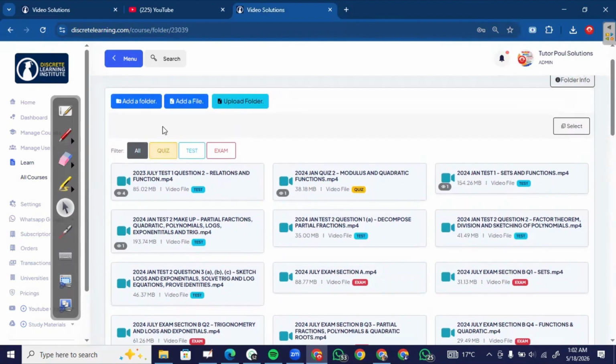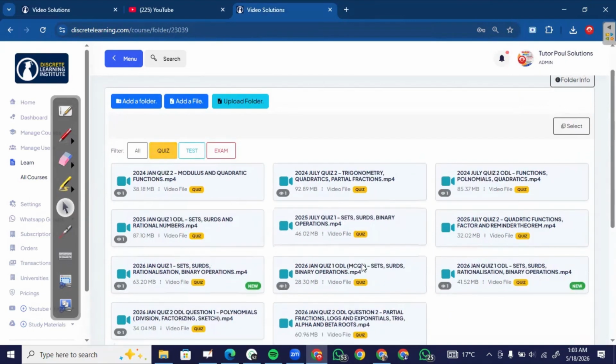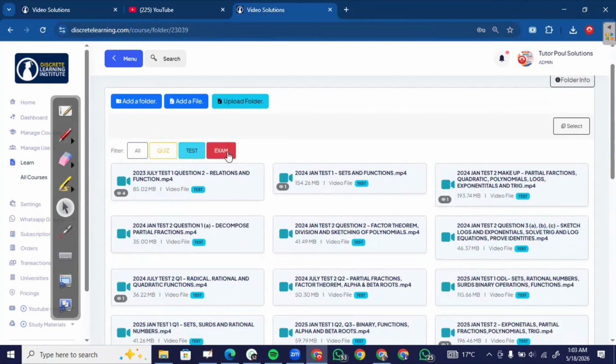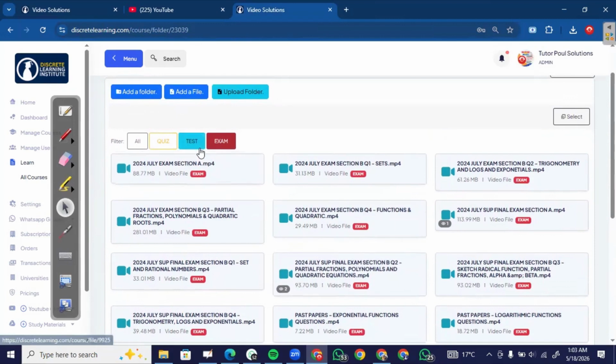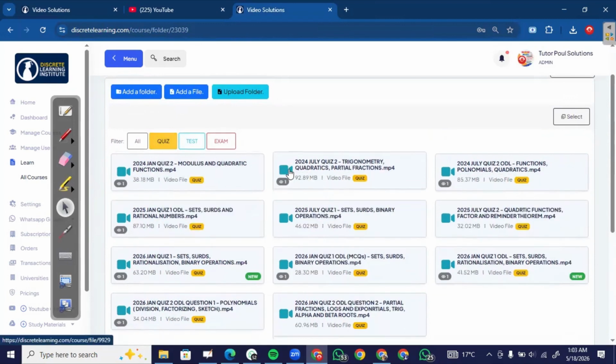Also here on top, there are these filters. If you just want to see the papers for the past quizzes, you click there and the quizzes will appear. If you want a test, you click there and they will appear. If you want the exam, you click there and they will also appear. So these are just the past exam videos here, tests and quizzes, and it's the same in all the courses.